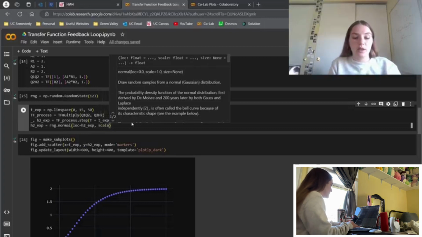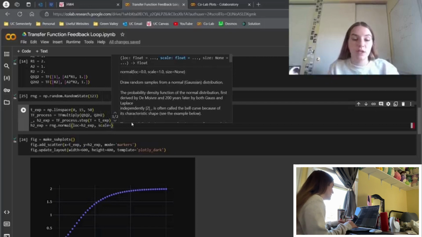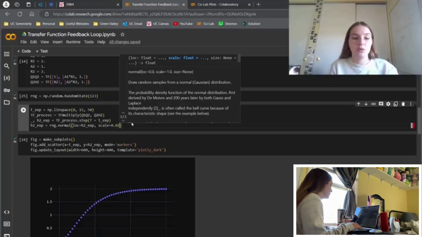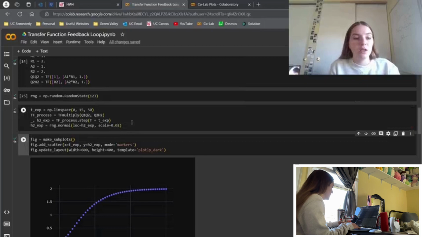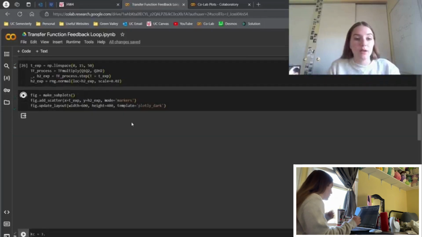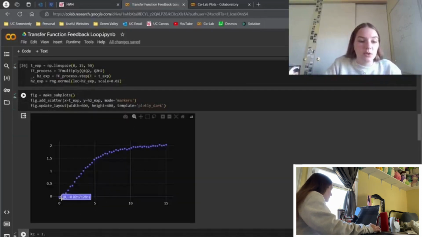And then we need to assign our scale, which is our standard deviation, and we are going to set this equal to 0.02. And then we can rerun our plot, and we can see that we do have some randomness in our data points now. They're not in an exact line.